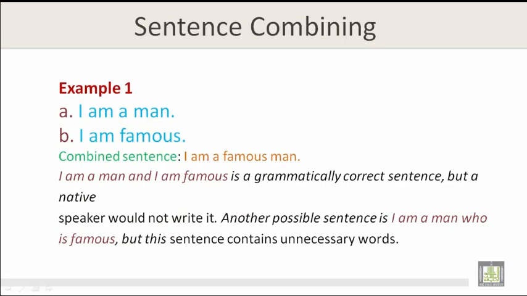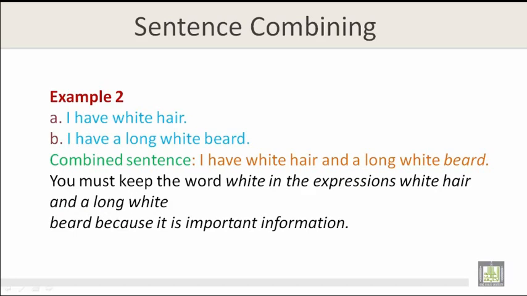Example 1. A: I am a man. B: I am famous. The combined sentence of A and B is: I am a famous man. "I am a man, and I am famous" is a grammatically correct sentence, but a native speaker would not write it. Another possible sentence is "I am a man who is famous," but this sentence contains unnecessary words. Example 2. I have white hair. I have a long white beard. The combined sentence is: I have white hair and a long white beard.